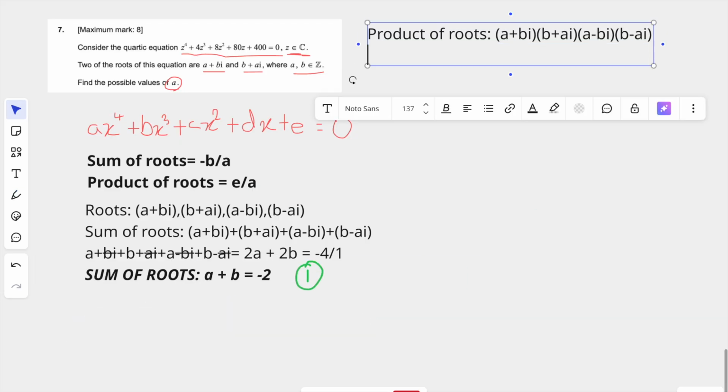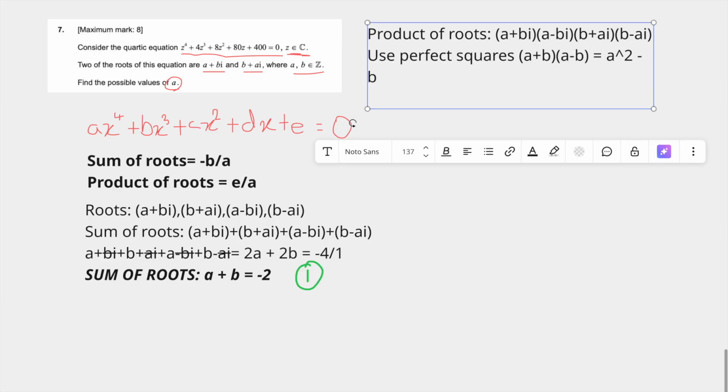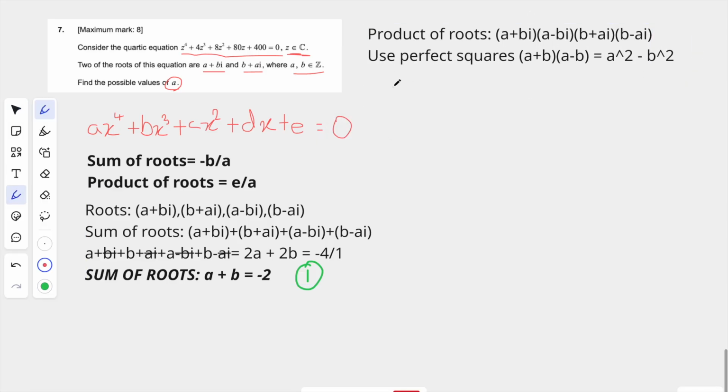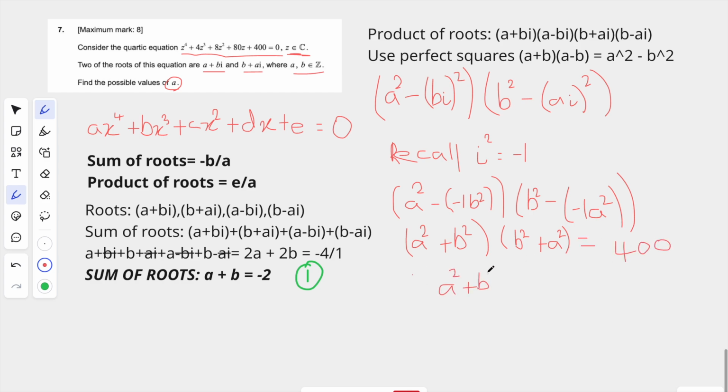For the product of roots, we have the equation set as a plus bi times b plus ai times a minus bi times b minus ai, and equal that to 400, as the constant term is 400 in our original equation and the leading coefficient is 1. Expanding the brackets of the roots and simplifying results in a squared plus b squared, whole squared, equaling 400. We can square root both sides and get a squared plus b squared equals 20. Let's denote this as equation 2.